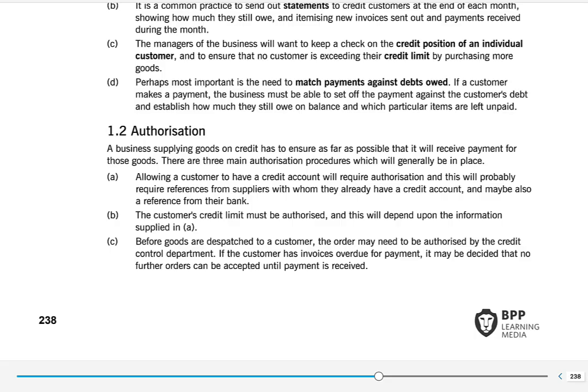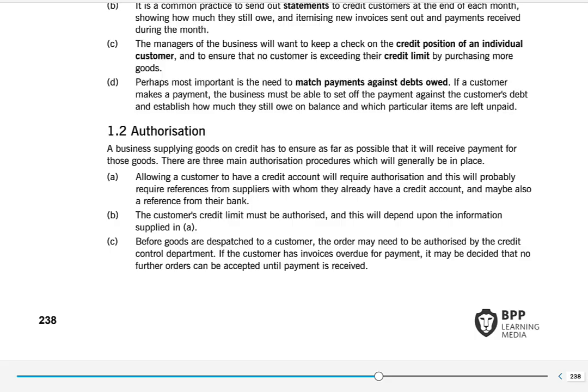Where the authorization fits. A credit controller, credit manager, or finance manager reviews the references and then approves or rejects the request for a credit account. The key is that it is approved by an authorized person, not automatically by the sales team. Why this is important for your exam. If the exam asks why authorization is needed, you say, to reduce the risk of irrecoverable debts and to ensure credit is only given to suitable customers.